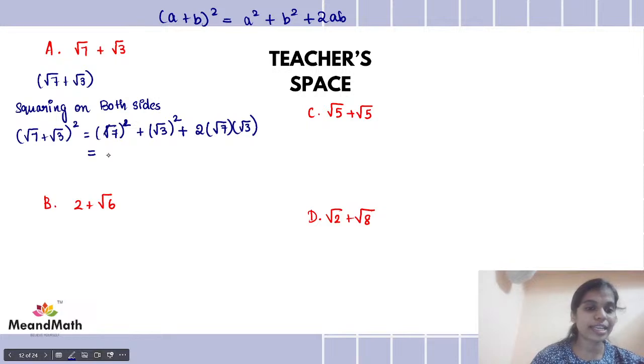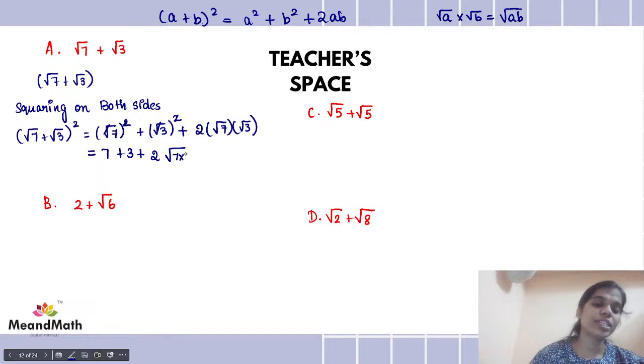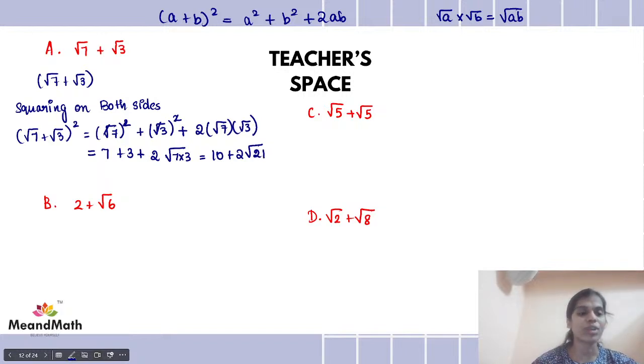Which means root and square get cancelled, 7. Root and square get cancelled, which is 3. Plus 2 into root A times root B, which is nothing but root AB. Which means here I can multiply the value. Root of 7 into 3, that is 10 plus 2 root 21. So you people were stating that 10 plus 2 root 21 is the greatest value. Okay, we can check with other answers also. As it is the greatest, we need to go for every option and check for the same. Right? 2 plus root 6, the whole square.